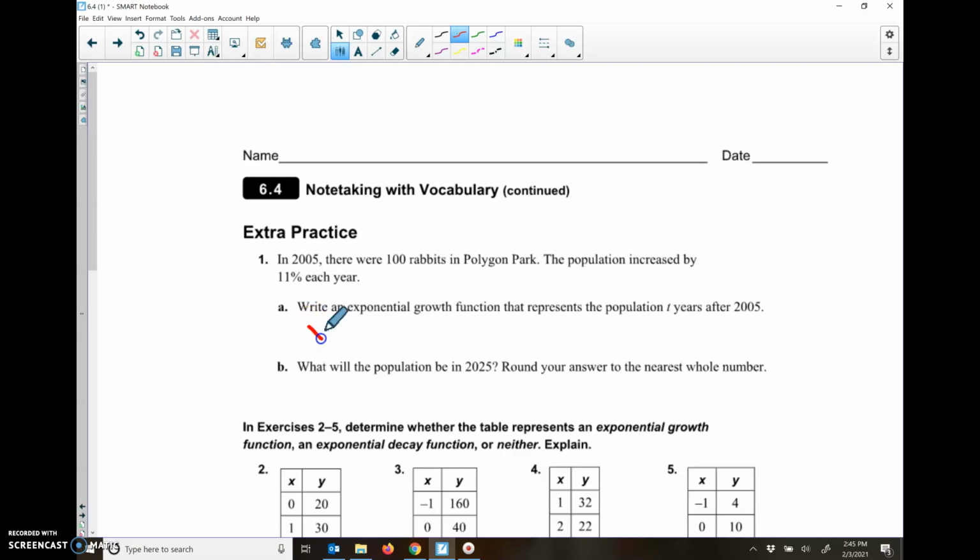So y equals, we have the initial amount of 100. And since it's growing, increased, we're going to use that growth formula. So 1 plus, and then 11%. And remember, it needs to be the rate in decimal form. So 11% in decimal form is 0.11. And we have it to the t power because we don't know how many years yet. And the only other thing Big Ideas wants you to do here is simplify those parentheses. 1 plus 0.11 is just 1.11. So if they ask you to write the formula, there it is.